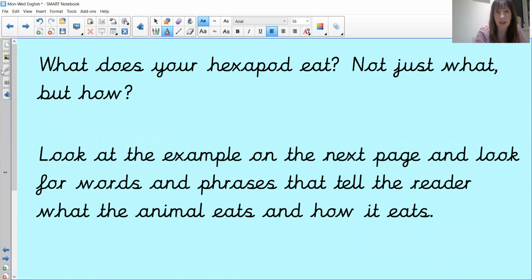Now, it's not about a creature from Pandora. It's about a water scorpion, but there are ideas there that we could take from that and even some vocabulary that we might want to use in our own writing. So have a look for some words and phrases that tell the reader what the animal eats, but also how it eats too.